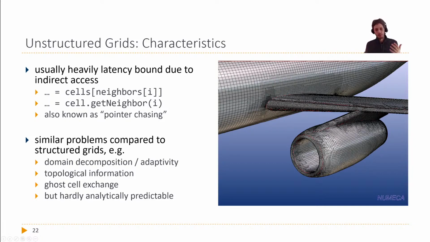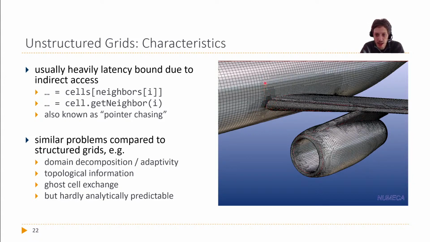And the problems that you deal with here are very similar to structured grids, just a lot more complicated. But essentially they're still the same. So you still have the problem of domain decomposition. You have the problem of adaptive grids where you try to subdivide your domain into smaller elements. But then again, how do you do it?